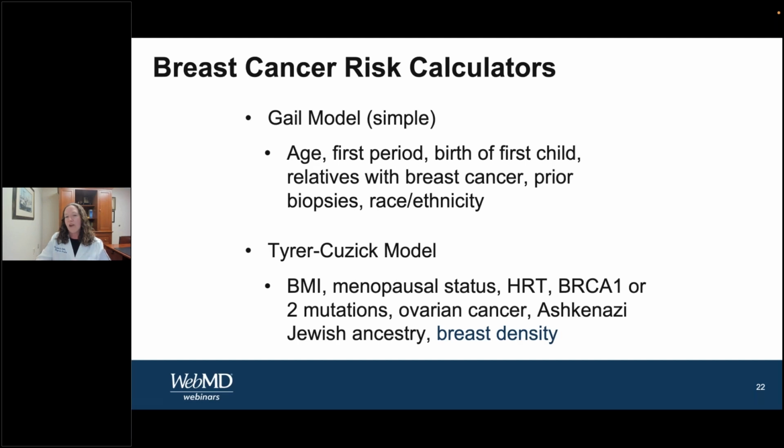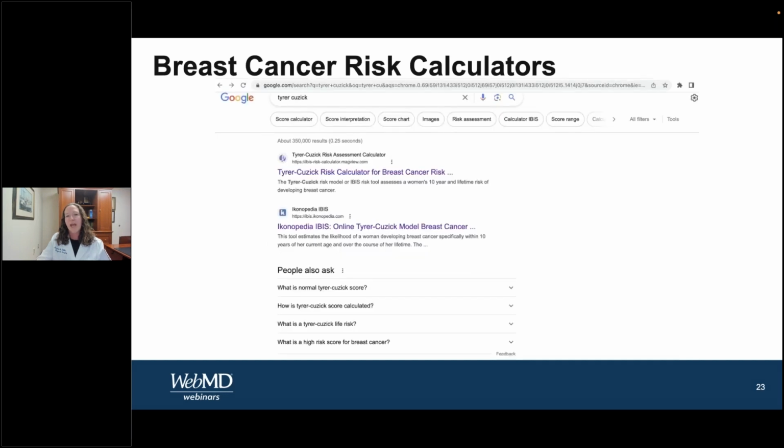And there's another very common model that takes all of those things into account, plus some additional things like body mass index, your current menopausal status, whether you have a history of hormone replacement therapy, whether you have a known BRCA1 or BRCA2 gene mutation, personal history of ovarian cancer, Ashkenazi Jewish ancestry, and importantly, your breast density. So that's a very, very common model that we use a lot when we're trying to risk stratify people. And what I'm showing you here is that you can do this yourself.